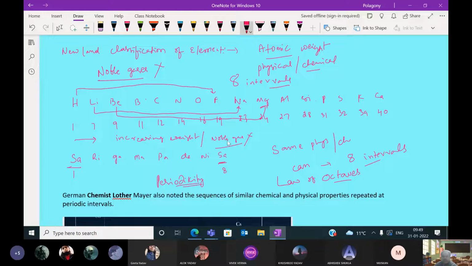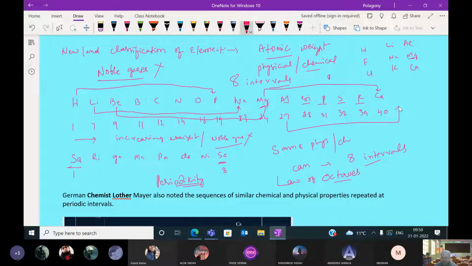So that's why Newlands grouped the elements, for example, hydrogen, fluorine, chlorine, one group; lithium, sodium, potassium, another group; beryllium, magnesium, calcium, one group. See, now check between beryllium and magnesium, how many elements are there? Beryllium 1, so the 8th element is magnesium. After magnesium, aluminium, silicon, phosphorus, sulfur, potassium. So which element? Calcium. Calcium is quite similar to magnesium in all the properties. So 8 intervals after.